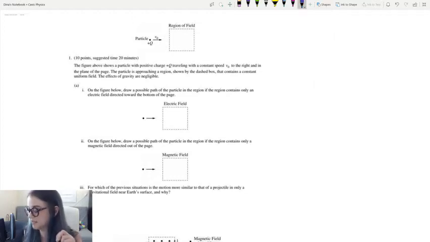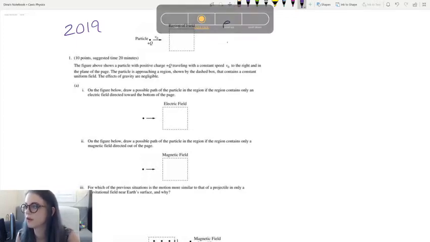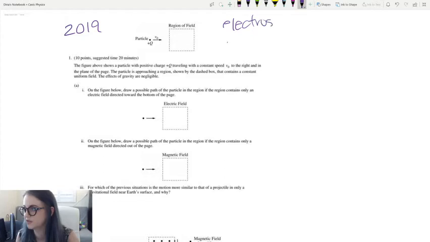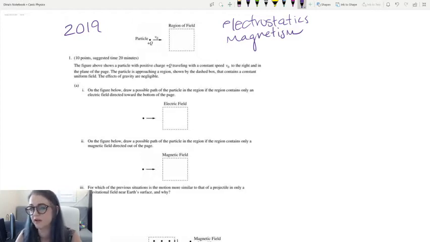Today we're going to practice a free response question together. The free response question we're trying is from 2019, so just last year's FRQ, and this is question number 1. The topics of this question are going to be electrostatics and magnetism. So we're going to be comparing electric forces and magnetic forces in this free response question. So let's try it.